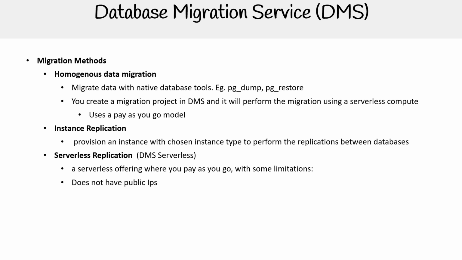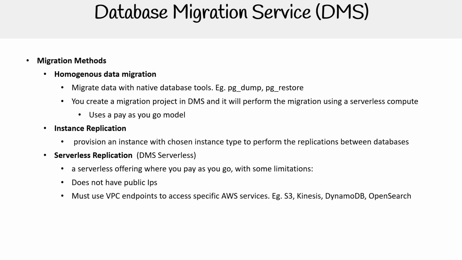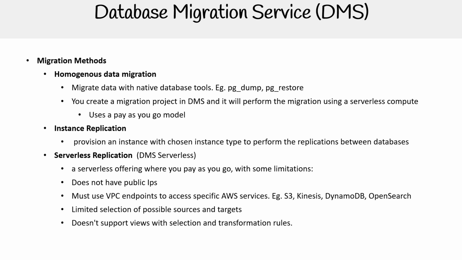It does not have public IPs. You must use a VPC endpoint to access specific services. It has a limited selection of possible sources and targets. It doesn't support views with selections and transformation rules. So it is more limited, but the idea is that it's supposed to be easier to use than instance replication. But honestly, I found instance replication easier to use still.